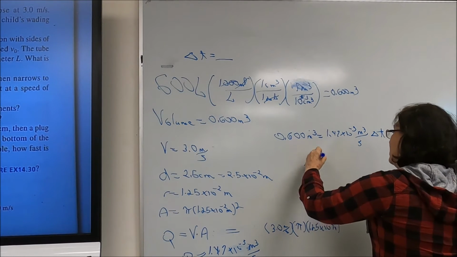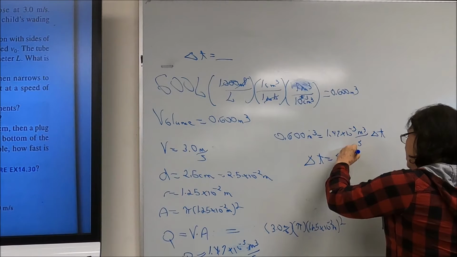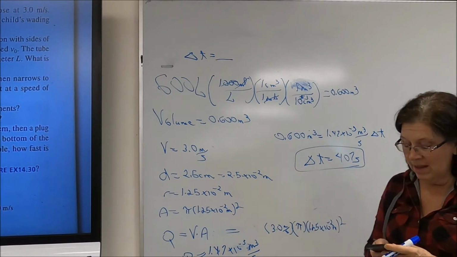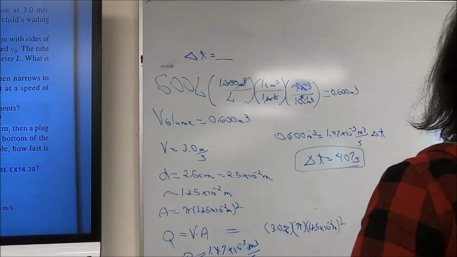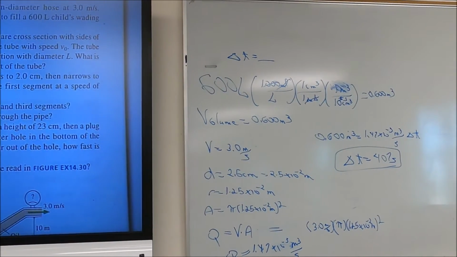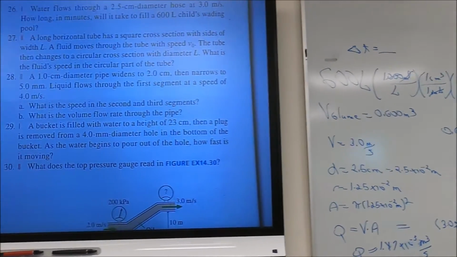So I get delta T to be 407 seconds. It didn't tell me that it wanted it in minutes or any other time unit, so we'll stop there. 407 seconds. Okay? So that's a use of our equation.